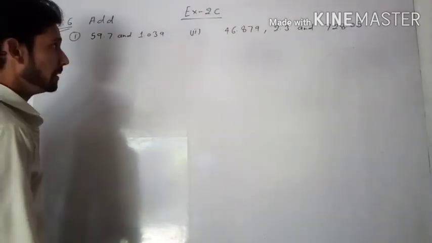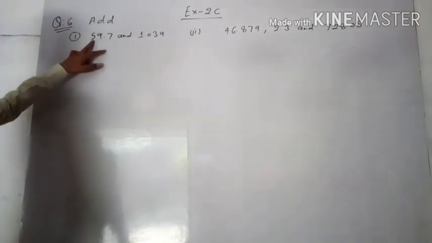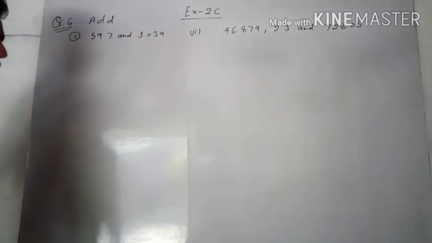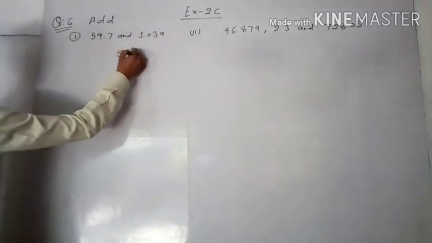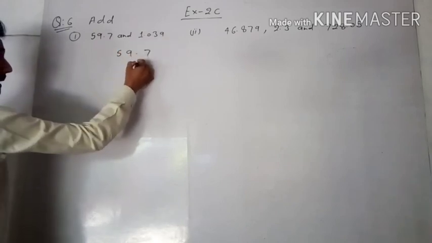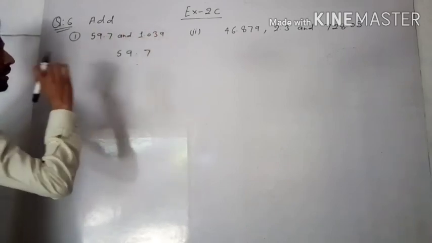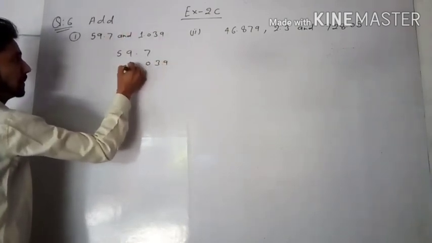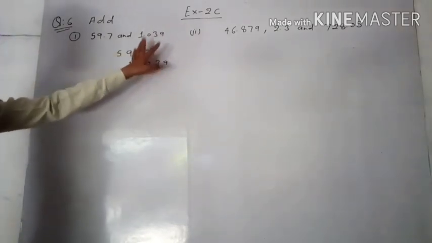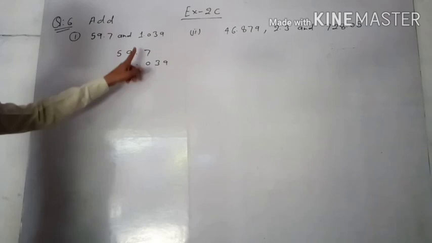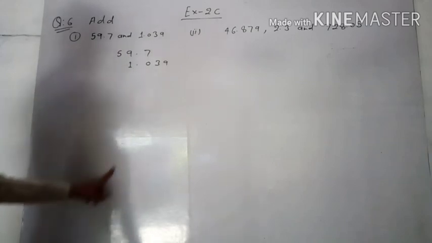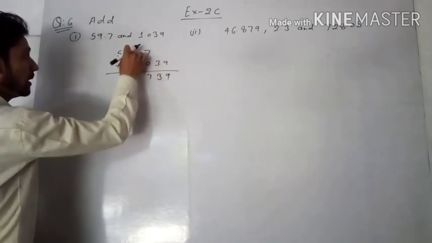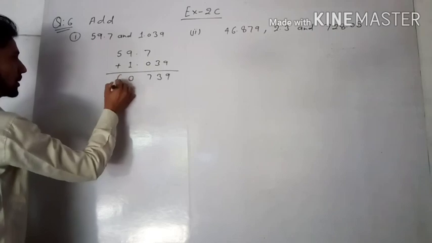Question number 6. Add. First, 559.7 and 1.039. So first of all, we will write it below the decimal. Write the decimal, and write every value according to its decimal place, below the decimal digit, second digit, write here. Plus, 9, 3, 7 and 1, 10, carry 1, 5.